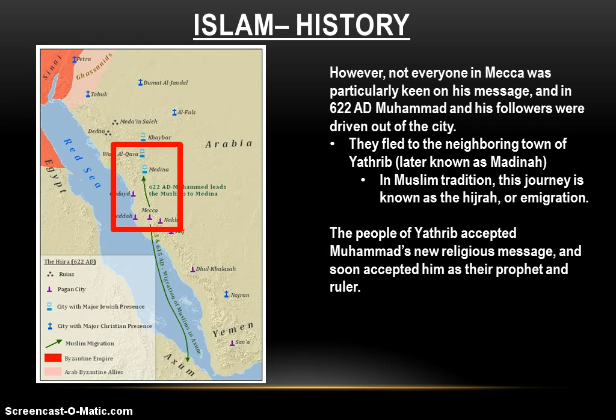And this is an important point in Muslim traditional belief and in Muslim history, because this is the point from which the Muslim calendar actually begins. And according to Islamic tradition, Muhammad and his followers, the Muslims, arrive in Medina, and there they are welcomed and accepted. And the religious message is also accepted. And soon the people in Yathrib/Medina not only accept the new religious message, but they accept Muhammad as their religious prophet, and they also accept Muhammad as their political leader.